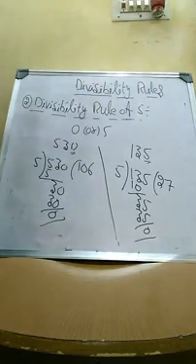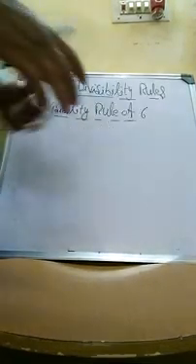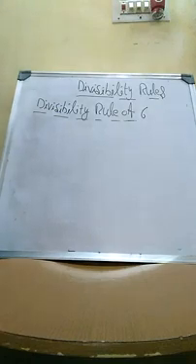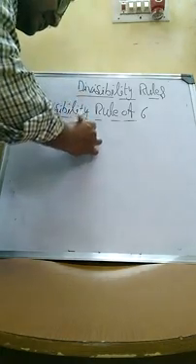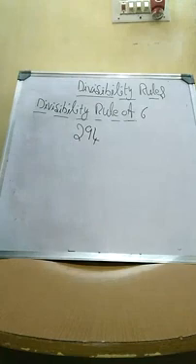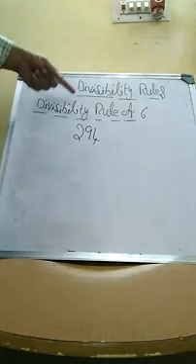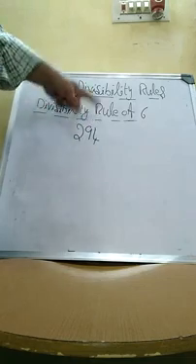And the next, divisibility rule of 6. The divisibility rule of 6 is, if a number is divisible by both 2 and 3, then only the number is divisible by 6. That means take one number, 294. Check whether this number is divisible by 6 or not.